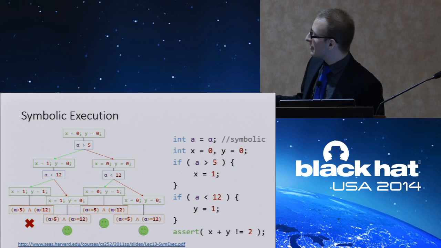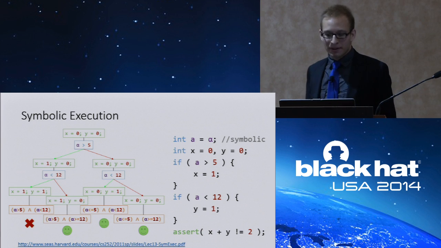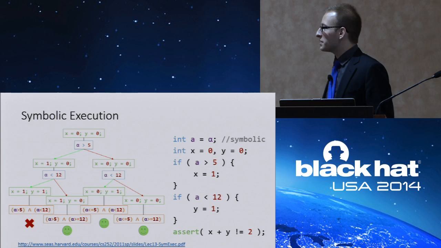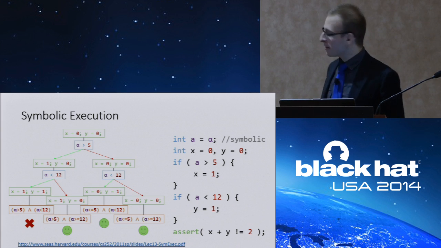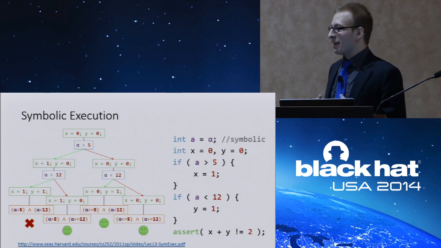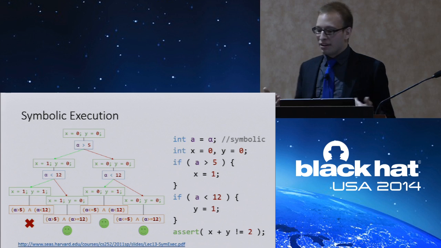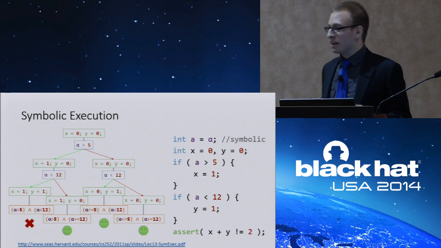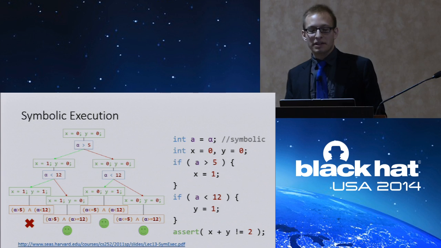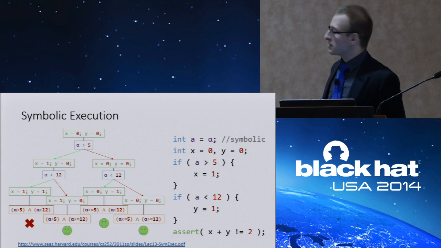So this code is pretty simple. We treat A as symbolic. You can think of A as input to the program. And based on the value of A, we set X and Y. So if A is more than 5, we set X to 1. If A is less than 12, we set Y to 1. And at the bottom, we assert that X plus Y is not equal to 2. So we treat this assertion as if the assertion is true, something is wrong. Like maybe a vulnerability would occur or the program would fail or something like that. So we want to see if we can find any values of A which will make this assertion fail. So we use symbolic execution to do that.